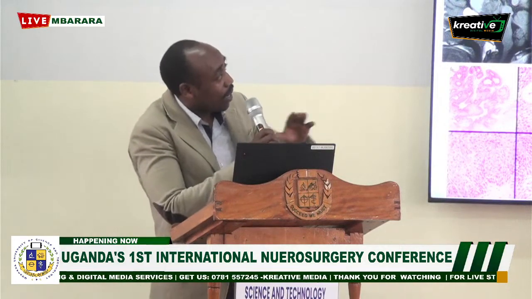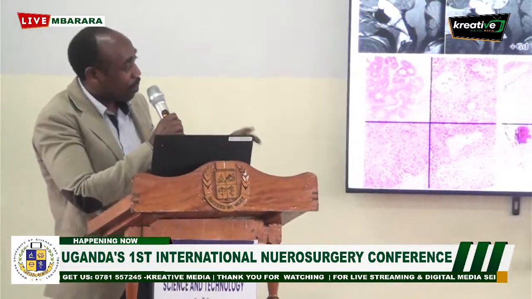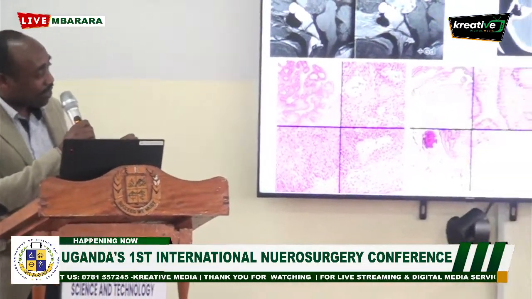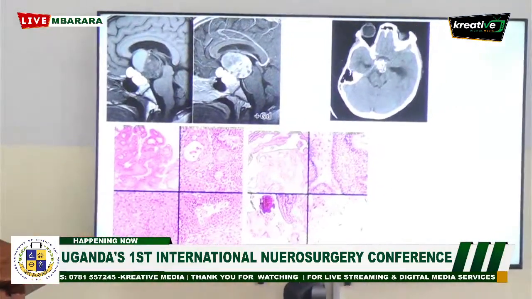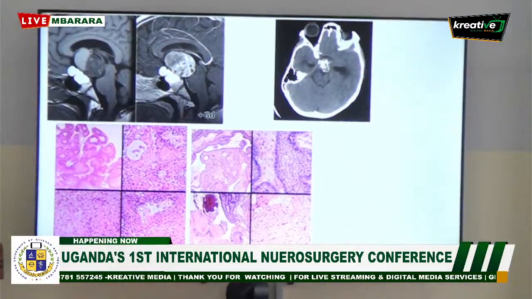So in the upper slide, you'll see the CT scan with a lot of calcifications, the mixed intensities on the MRI, and contrast enhancement if it has a cyst. And then the histology slides below. On the left-hand side, the papillary, and on the right-hand side, the adamantinomatous.